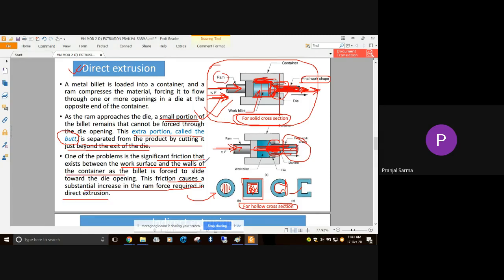Because we already know we have to apply force to compress this metal. Metal compression is not that easy. You have to apply high force, and now as it is associated with high friction, once again the force requirement increases. So this is all about direct extrusion. So I hope you have understood about direct extrusion. Just let me know.